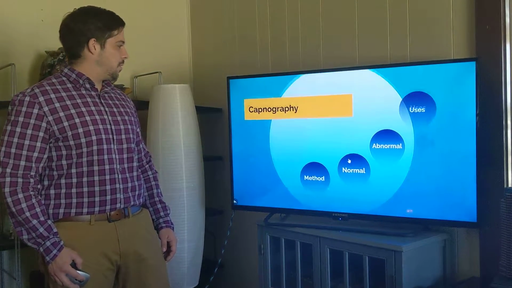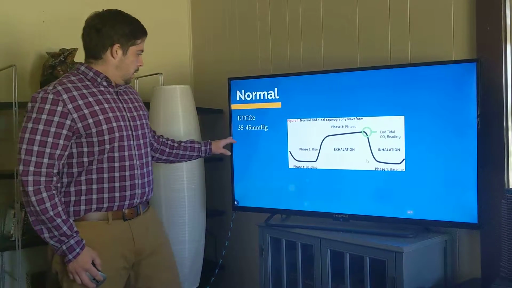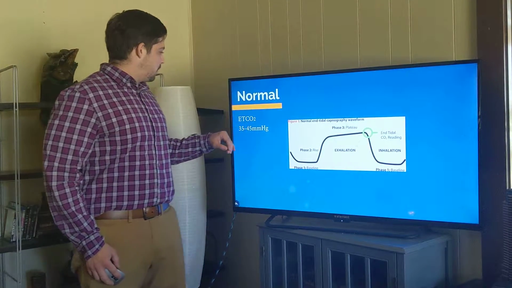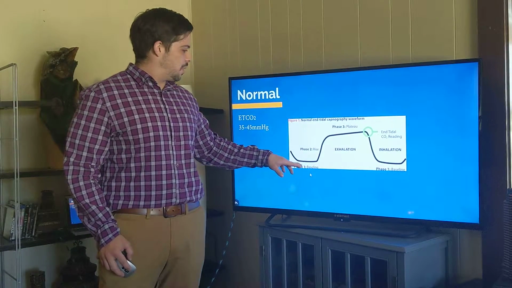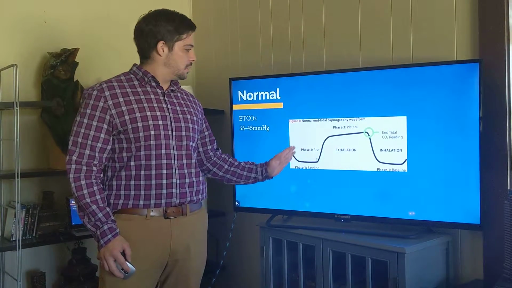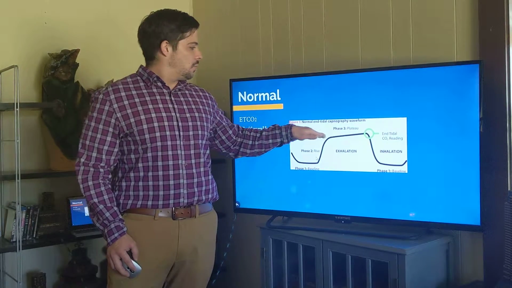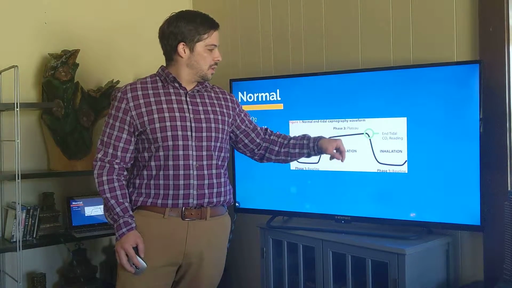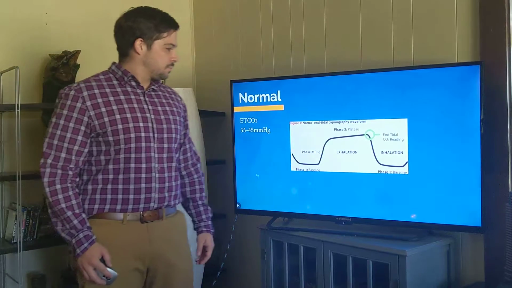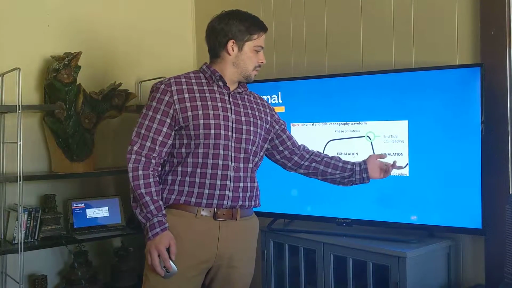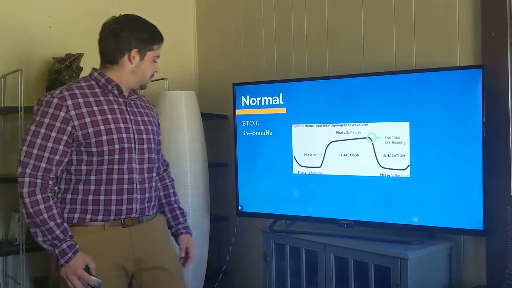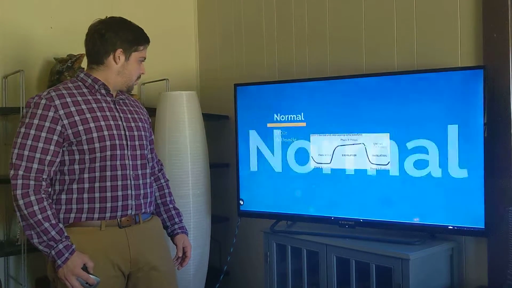So a normal capnography reading: normal readings are 35 to 45 millimeters of mercury. This is your baseline. As you start to exhale, the CO2 will rise. During a normal expiration, you'll have a plateau here, and this is where our end tidal is read, at the peak of exhalation. And then as you inhale during a normal reading, you'll see the CO2 level decline.